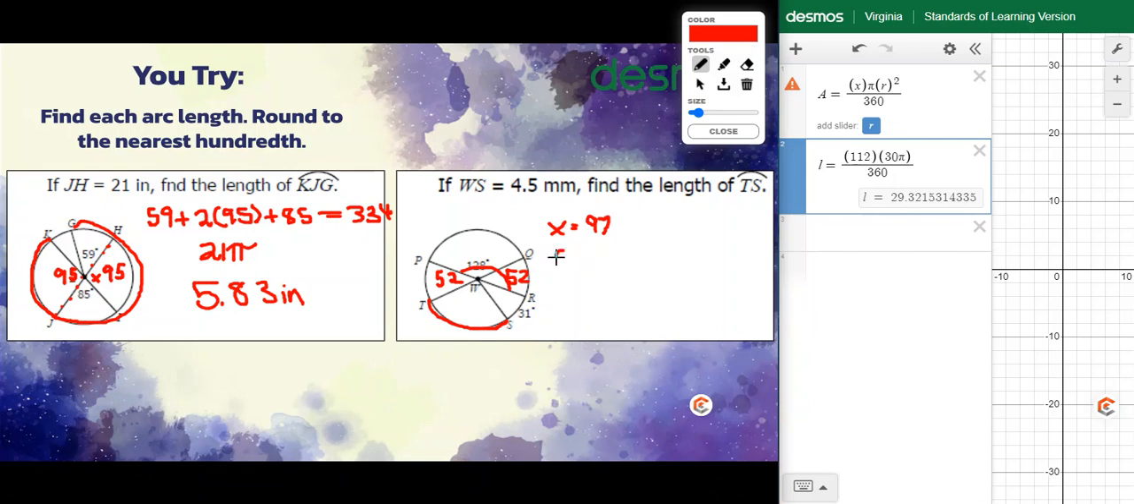And then you also needed to find your circumference, which would have been 2 times pi times your radius, or 9 pi. And after doing your calculations, you should have gotten 7.62 millimeters as your length.